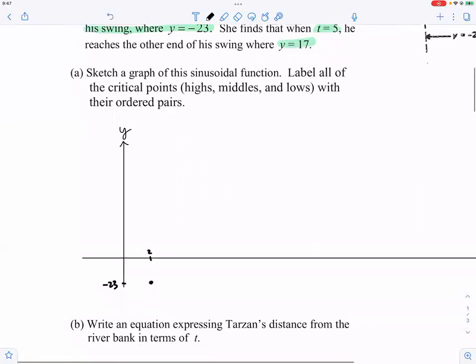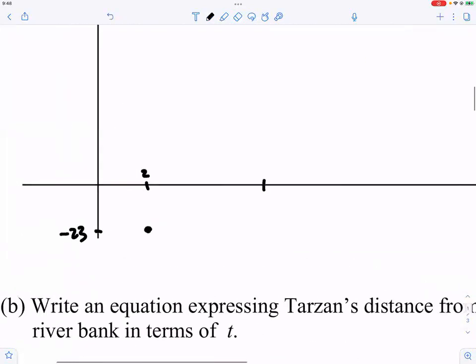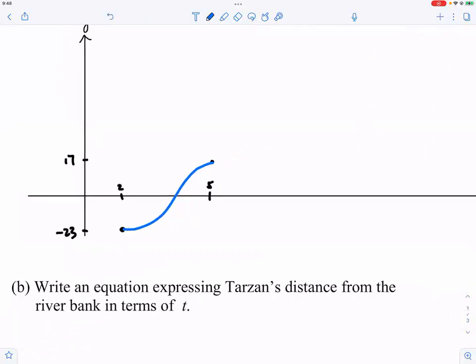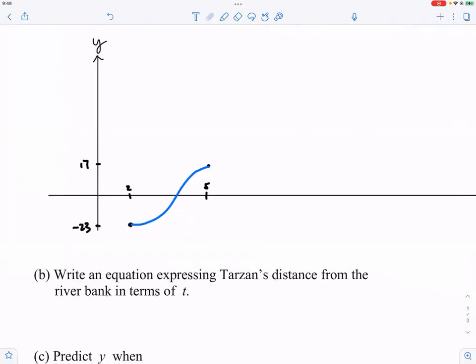So you just go further down. Arbitrarily, maybe right here, that's 5. And then he is at 17. All right, so that's the graph, and you can kind of sketch the graph right here. And just like what we did for the past few days, we're going to figure out the amplitude, midline, and period. So let's take a look at the period first.